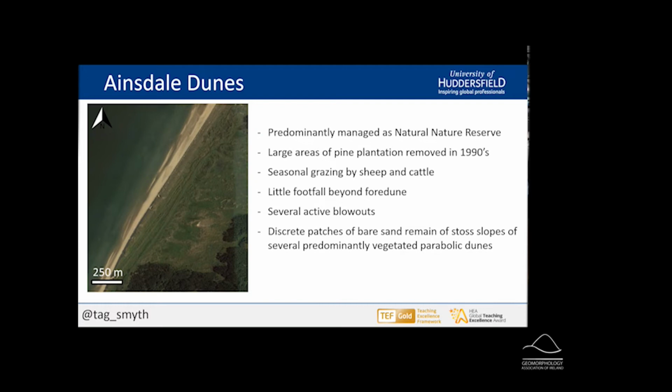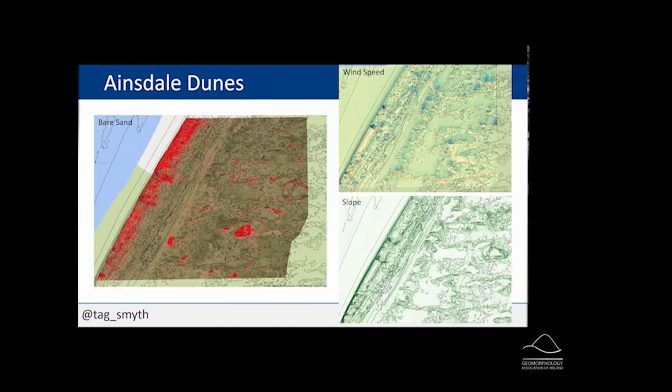So my question was, where is the bare sand on this site, and what are the landscape scale factors that are driving it? And so we looked at that in turn. So first of all was to map that bare sand, and as we can see, mostly it's situated on the foredune, some of it associated with some discrete blowouts and a relict parabolic dune as well. Then we calculated the wind speed.